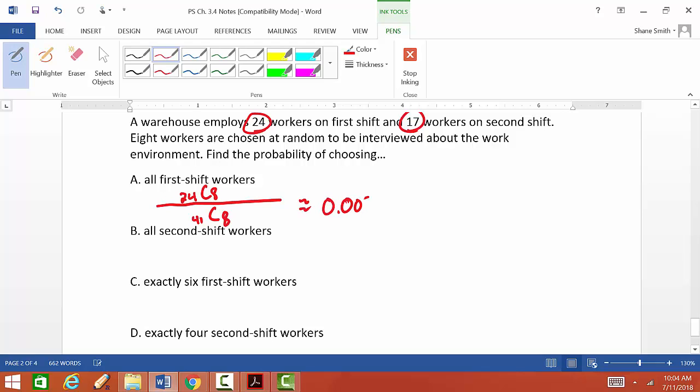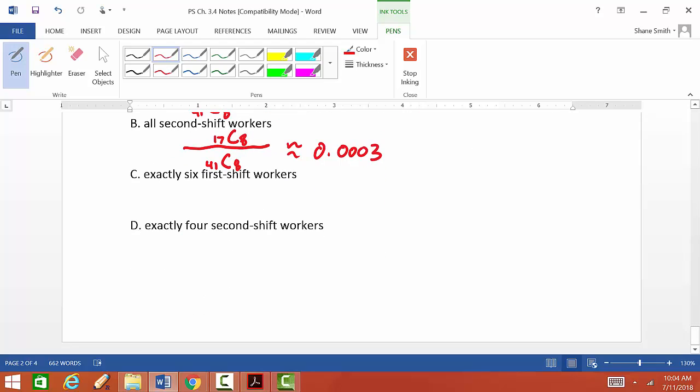That's 0.0077. What about all second shift workers? Very similar. The denominator is 41 choose 8, but it's 17 choose 8 for the numerator, because now we're only talking about the second shift. So that's 0.0003. And then we're going to do 6 first shift workers.